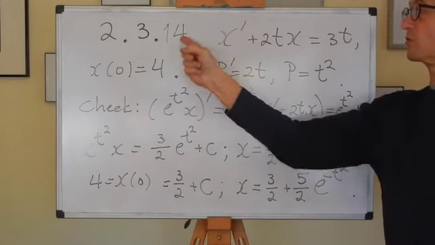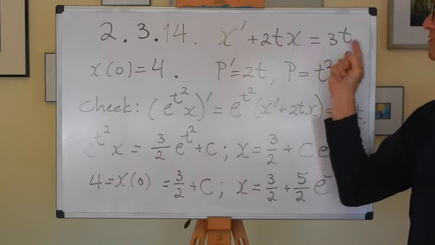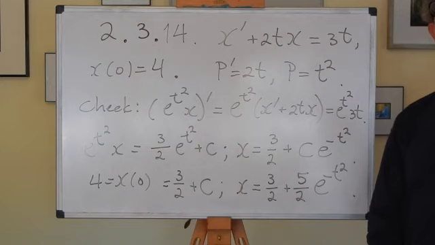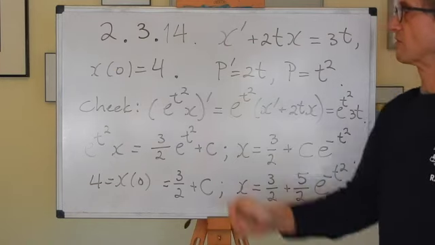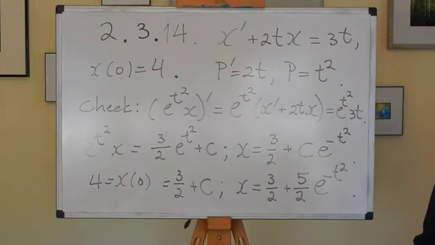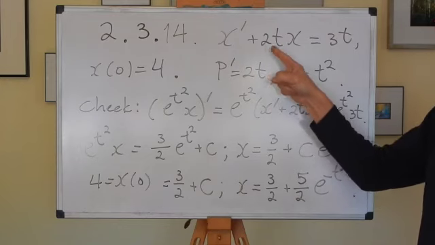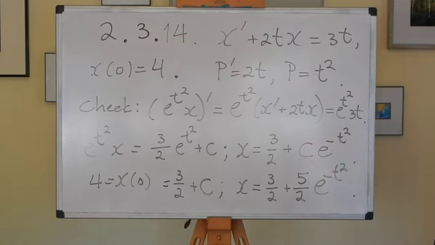Here is 2.3.14. The equation was x' plus 2tx is equal to 3t. We'd like to use an integrating factor to take care of this 2t part, and then solve this with x of 0 equal to 4 as our initial condition. So the integrating factor is supposed to have derivative 2t, and so that is p is equal to t squared.